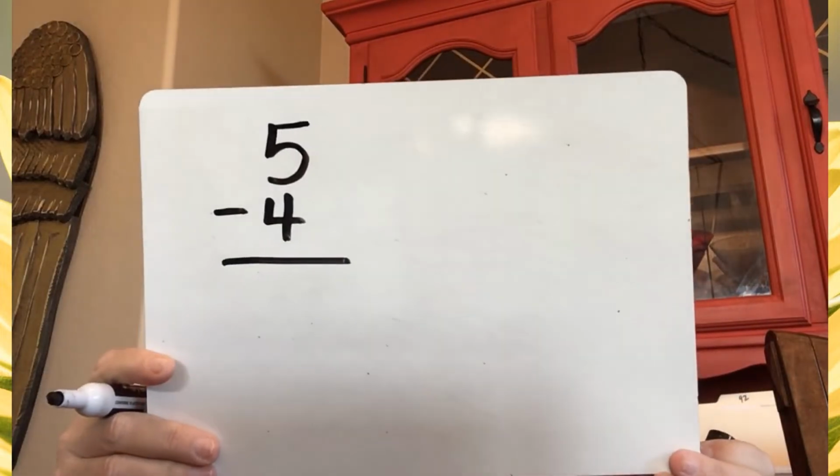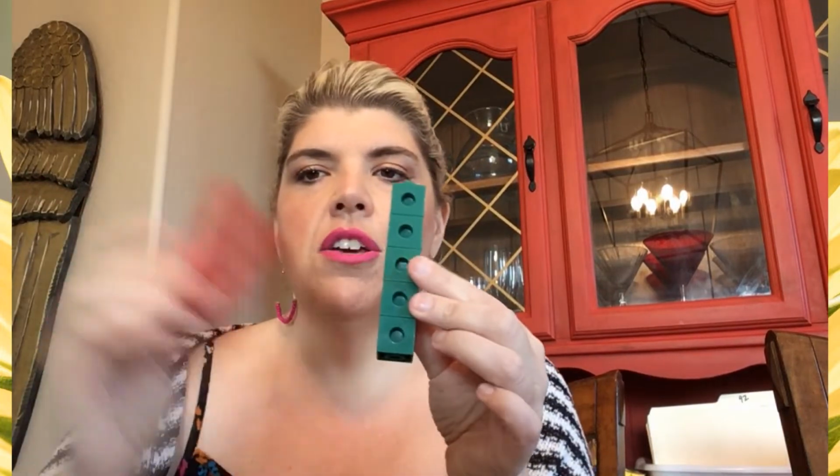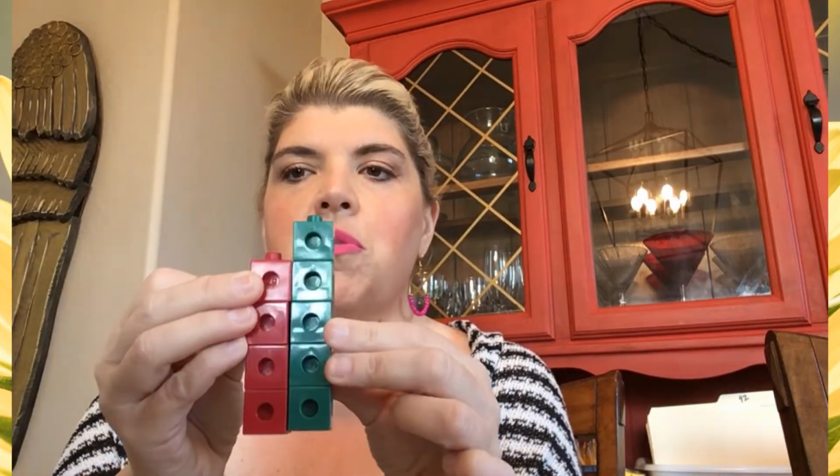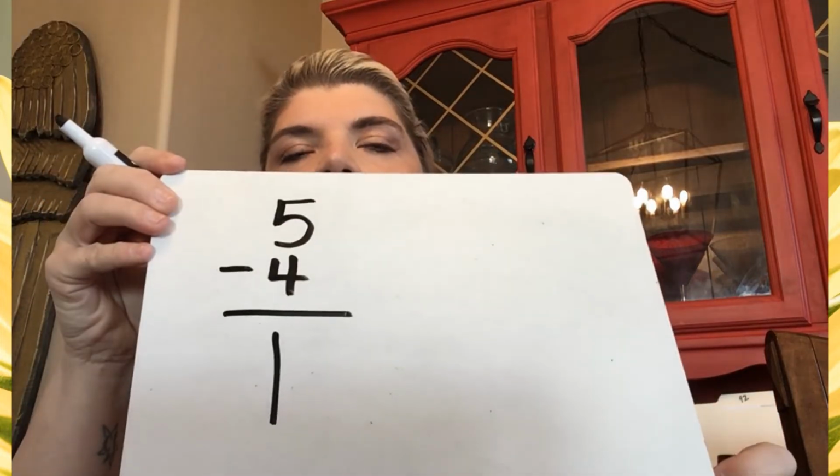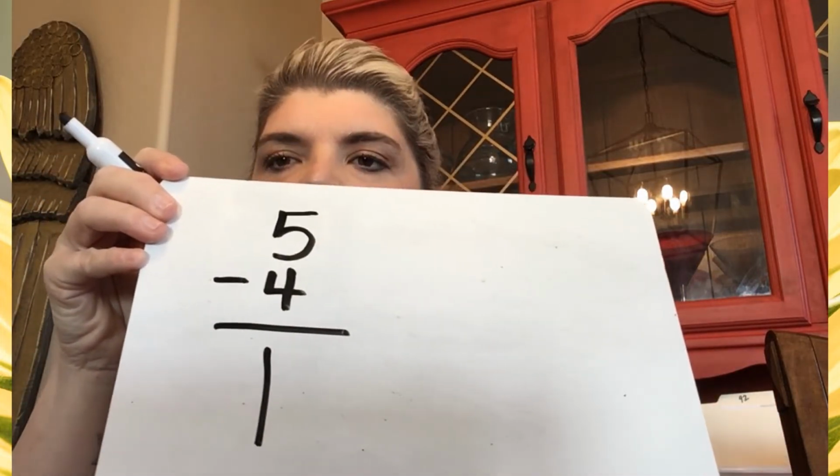5 minus 4. Let me show you that in cubes. I have 5 green cubes, 4 red cubes. What's the difference? 1. And there's my answer. 5 minus 4 is 1. It's a difference of 1.